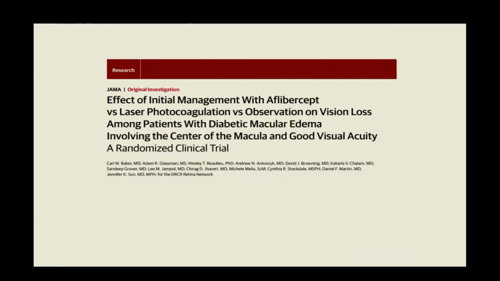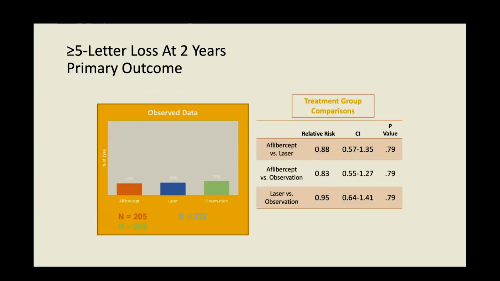If a patient has very good vision at baseline, you can choose to even observe them, as shown in protocol V. You don't have to inject all patients with edema if they have 20/25 or better vision, as this study of protocol V showed.